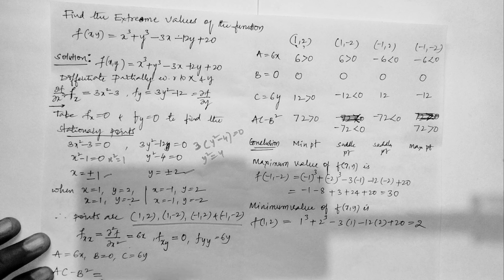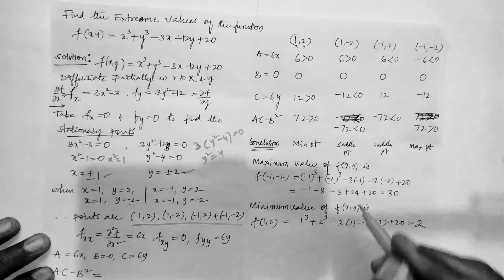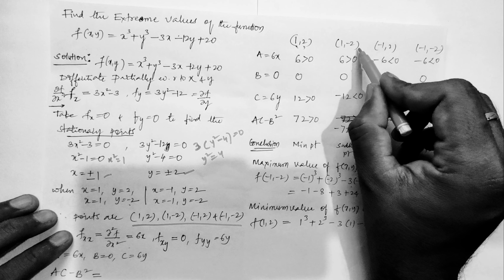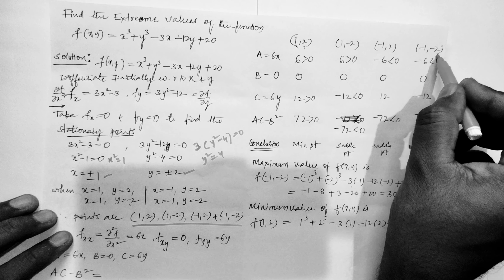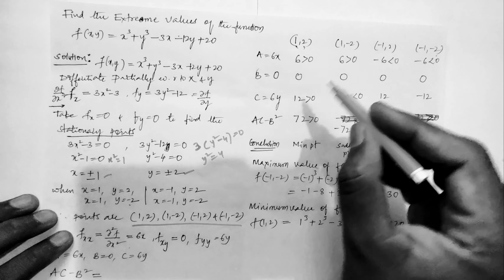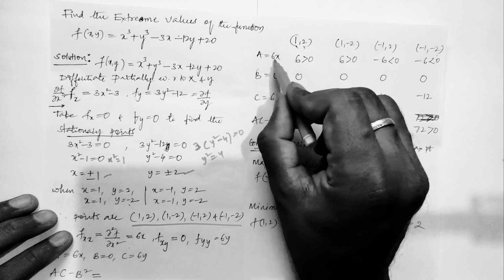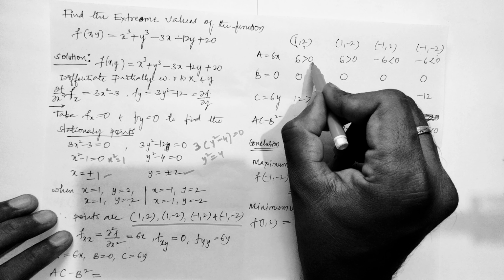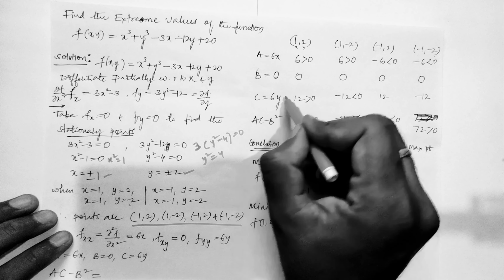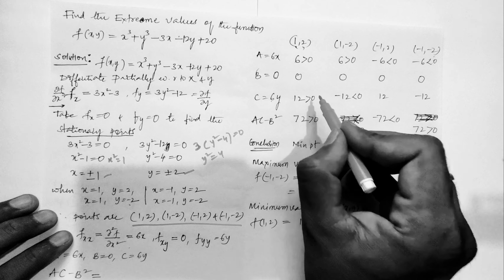Now let us find out AC minus b square and the A, B, C values with respect to these points by using the table. Now we have the points 1, 2; 1, minus 2; minus 1, 2; minus 1, minus 2. You write the value of A, B, C and AC minus b square. A value is 6x, x value is 1, you can substitute, 6 into 1 is 6 and it is greater than 0. Similarly, b value is 0, write b as 0. What is the value of y? Y is 2, 6 into 2 is 12, again 12 is greater than 0.